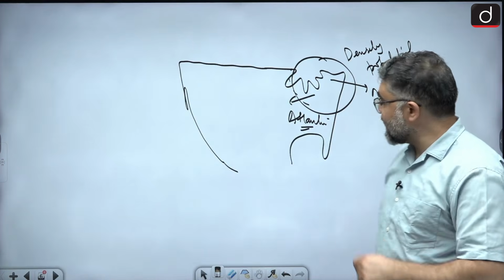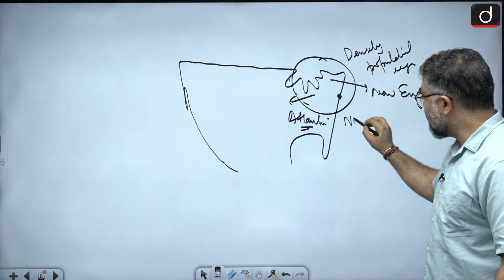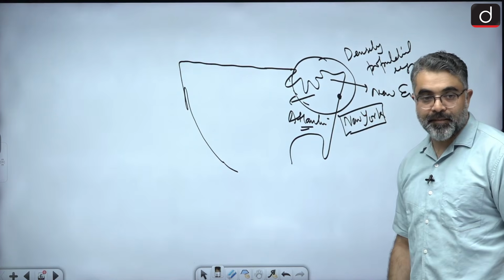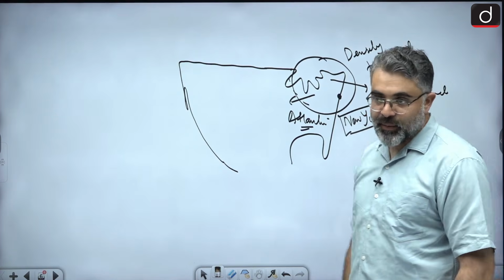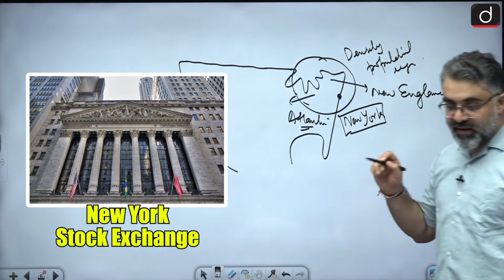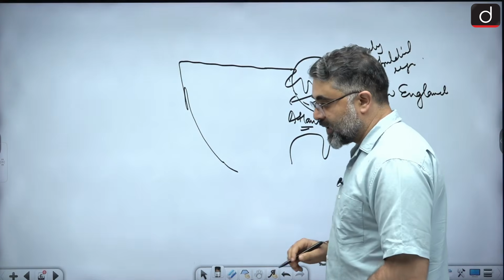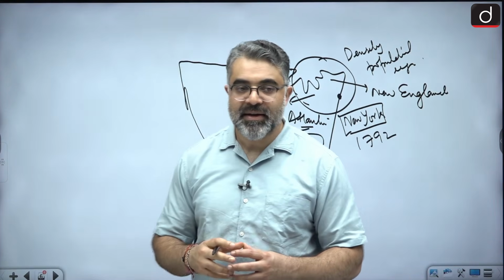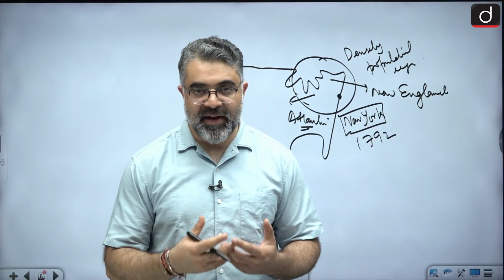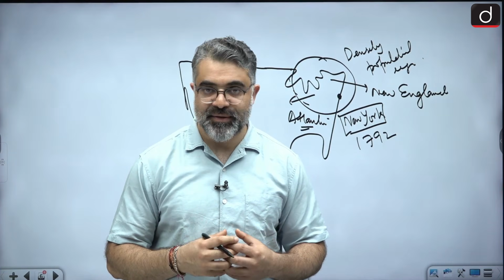So let's see some of these regions here, and one of the main regions is New York City, the commercial capital of USA. Now, with the setting up of the New York Stock Exchange in the year 1792, that was the early beginning of economic activities that we had. Since then, a lot of industrial development took place.